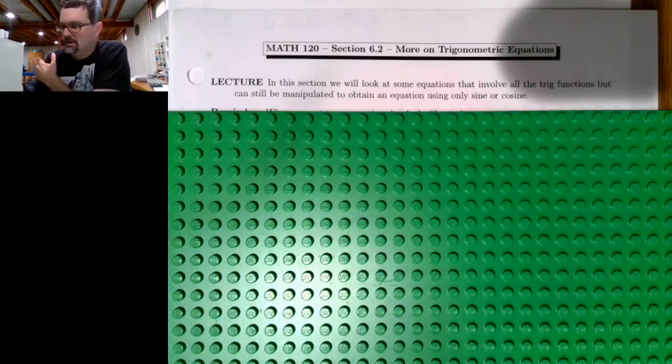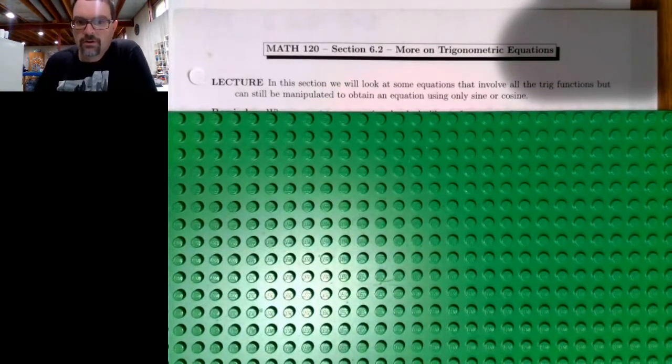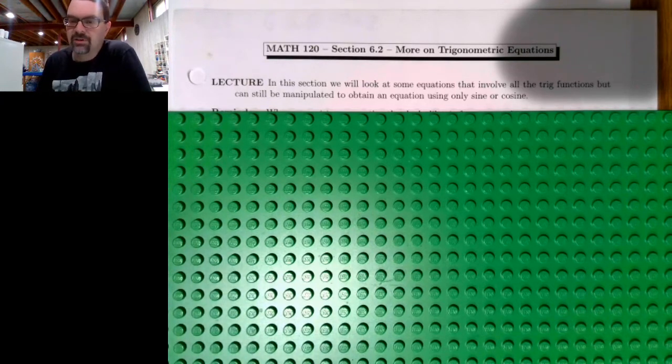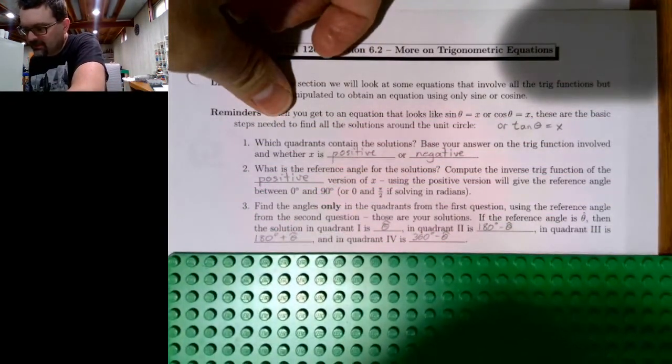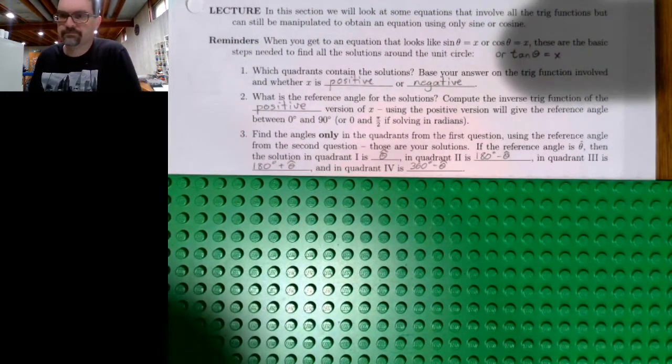Okay, this is the last section of Math 120, section 6.2. If you look at that first sentence here, we are still just looking at trig equations, just some that involve the other trig functions, but can ultimately be boiled down to sine and cosine and using those, maybe tangent. All right, so the first little chunk here, as it says, is a bunch of reminders.